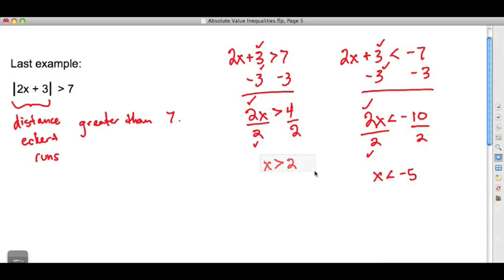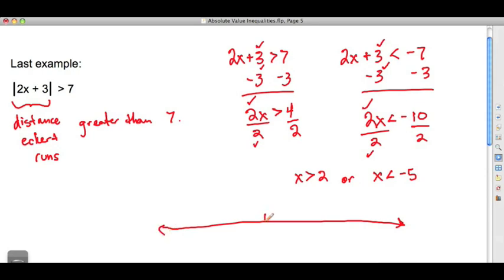So, x is greater than 2, or x is less than negative 5. Okay? So those are our only possibilities. And if we looked at a number line, this is sloppy, I know. There's 0. There's 2. There's negative 5.